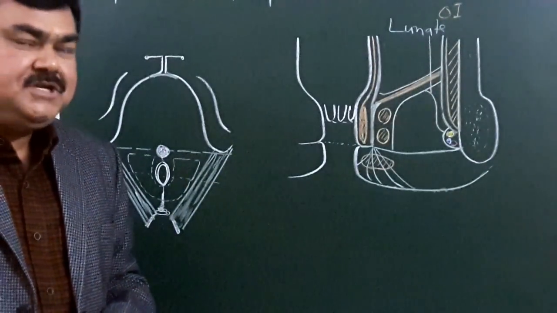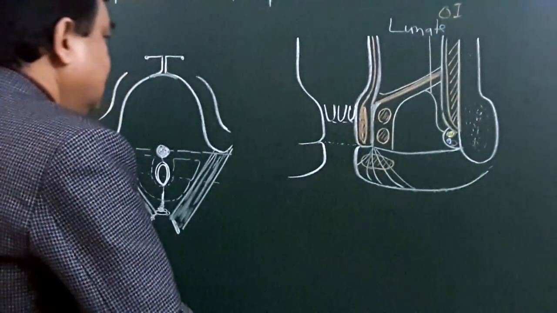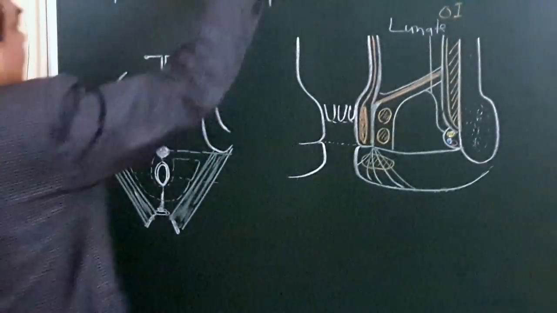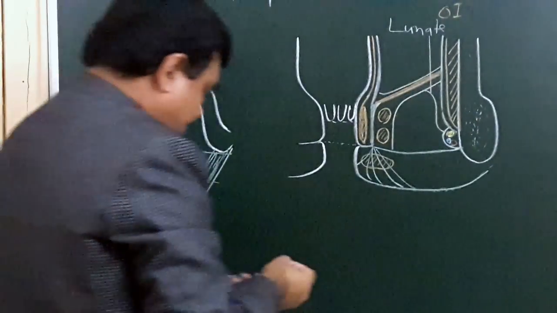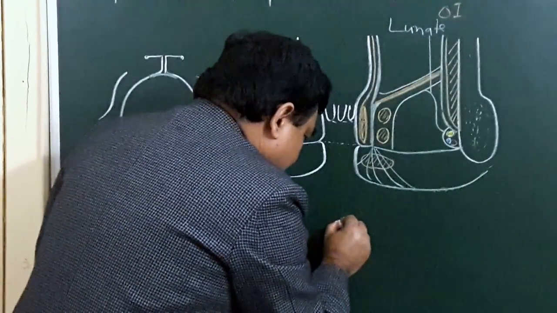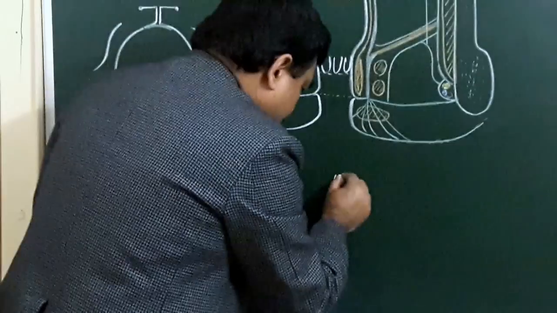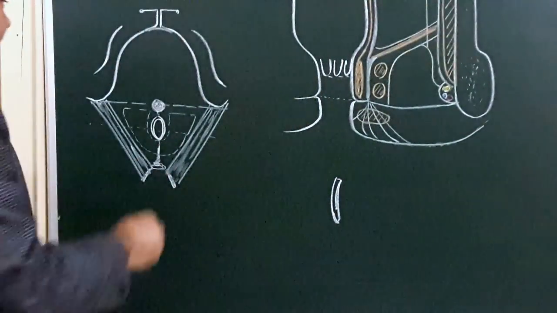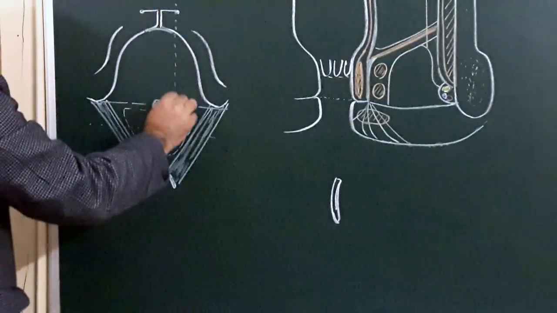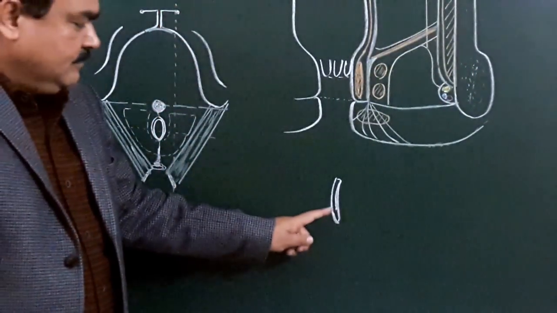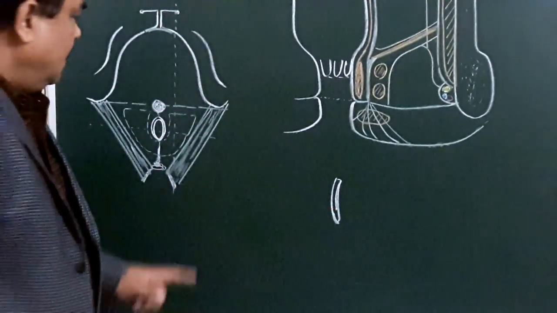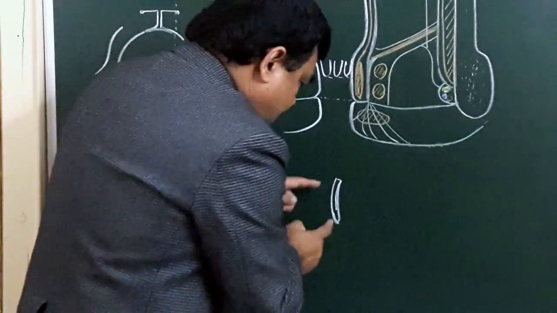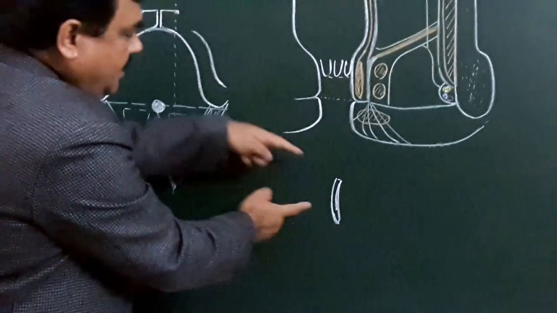Now, the anterior and posterior boundary of this. For seeing the anterior and posterior boundary, you can make another diagram. If you cut a section at this level, this is a parasagittal section, then we will find this anterior and posterior boundary. Here is the pubis, this is the pubic bone.